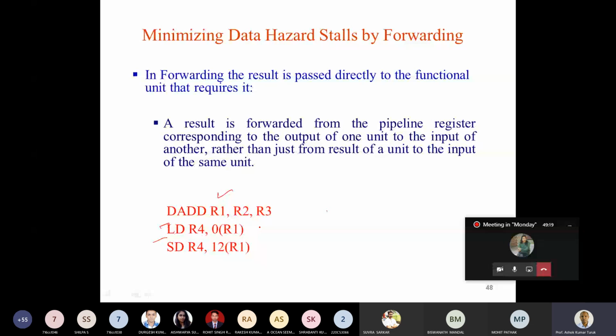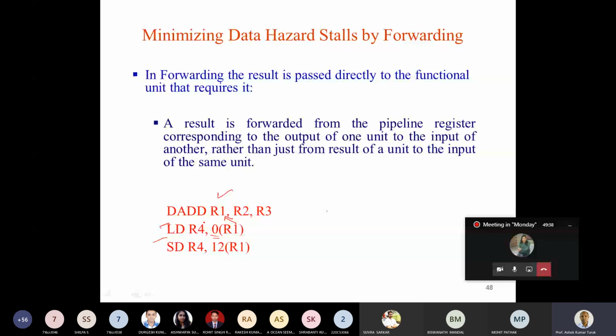So there is a data dependency. Now let's look at the store instruction. What does the store instruction do? Store writes to the memory. So this is the source register, and the effective address is R1 plus 12. So again, the store is dependent on add. Now the load instruction is writing to the register R4. The store instruction is also reading from the register R4. Look at load and store.